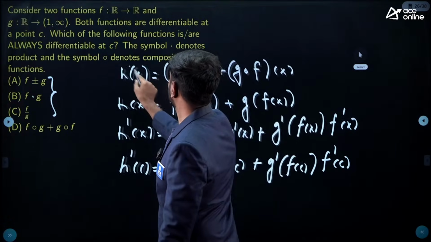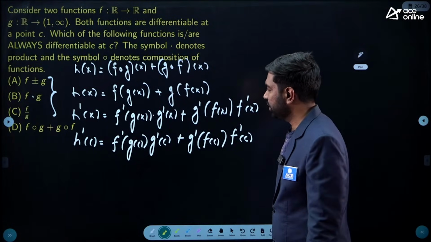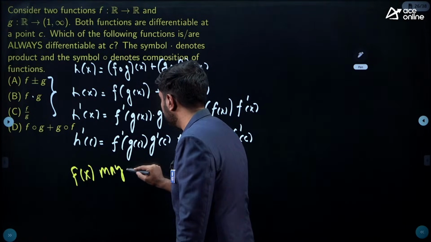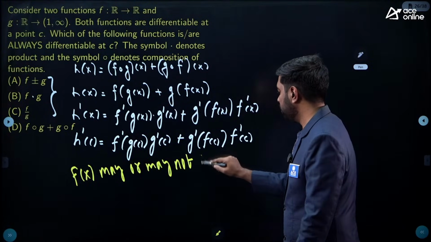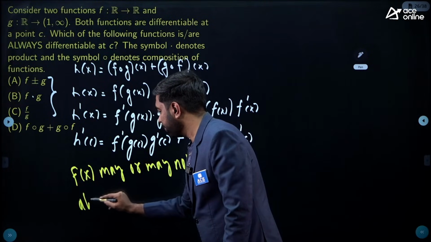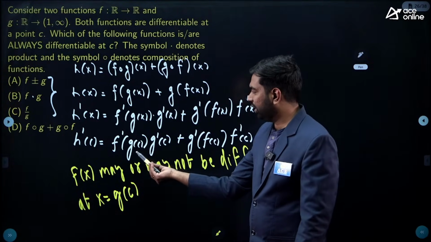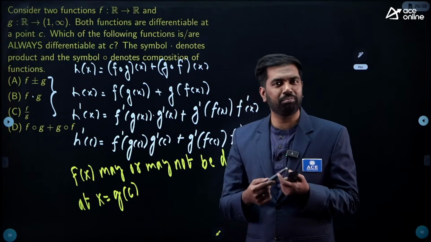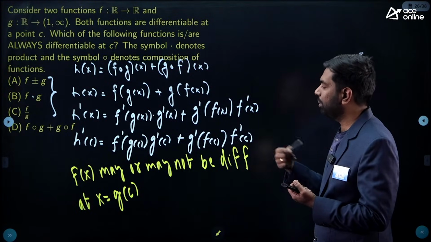So we have almost got our answer. Look at this note point, students. f of x may or may not be differentiable at x equal to g of c, because we need the derivative at x equal to g of c, right? We only know the function is differentiable at c. We don't know whether it is differentiable or not at g of c. So it is like may or may not be.